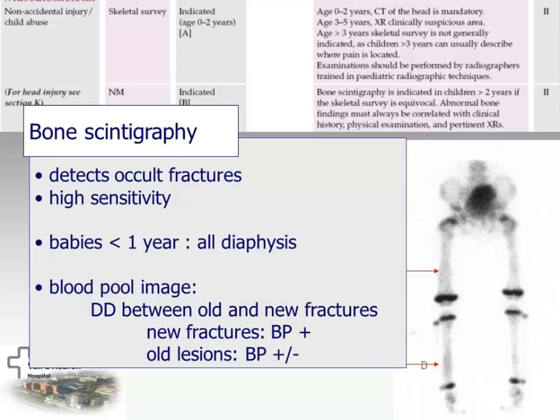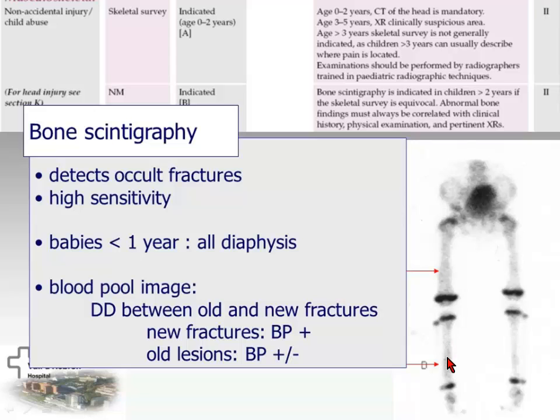Here on the right, you can see one example. Can you see the thicker, mild increased activity of this femur compared with this one? The femur seems to be thicker than the other one, and here the same for the tibia. In fact, he has a fracture in all these diaphyses and in all the tibial diaphyses too. And it was a battered child, okay?